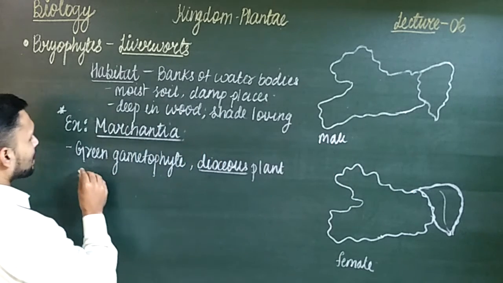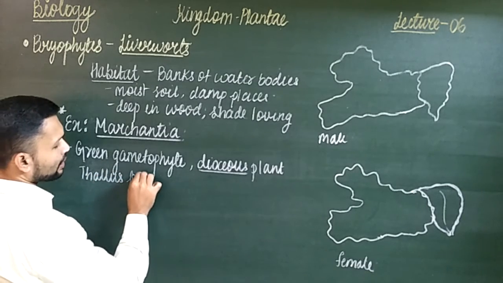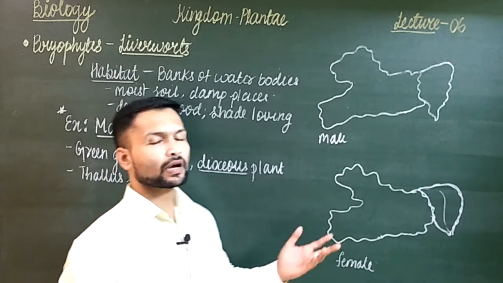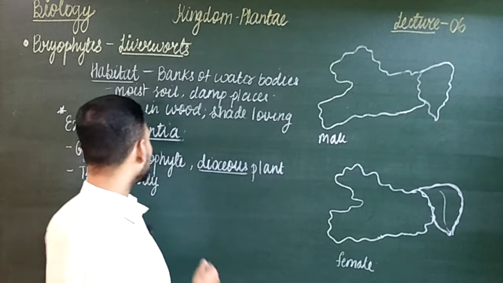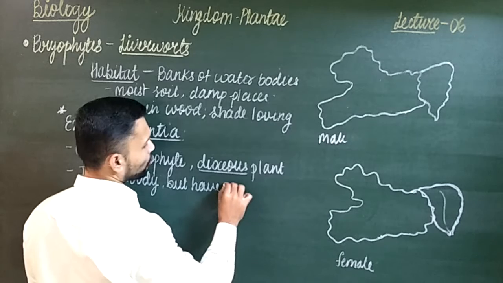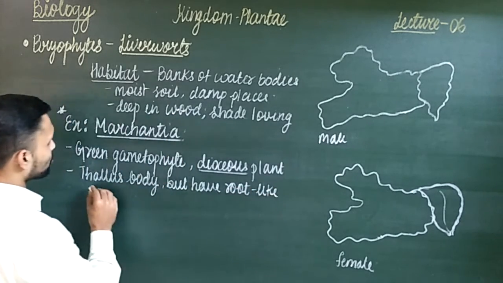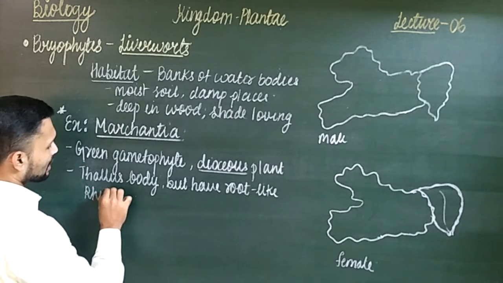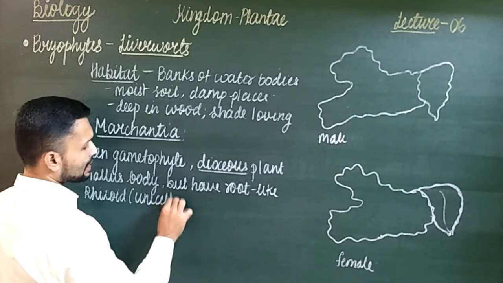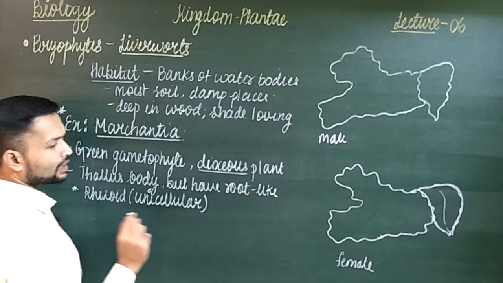Then the plant has a thallus body. We already know what we mean by thallus. Thallus means the plant body cannot be differentiated into roots, stems and leaves, but has root-like structures. Now which are the root-like structures here? Those are rhizoids, and the uniqueness of the rhizoids of liverworts is that they are unicellular rhizoids. So mark this. This is an important MCQ that can be asked.